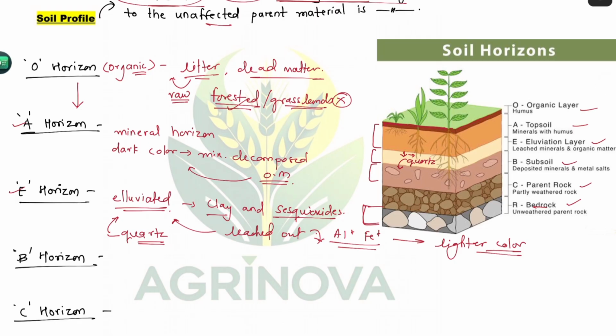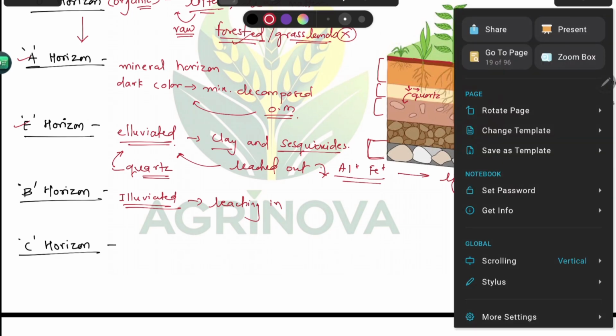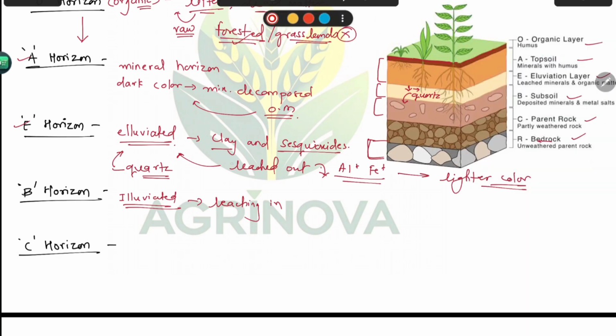The next horizon is the B horizon. It is also called illuviated, meaning the leaching in. We know that the clay and sesquioxide minerals leach down to the next layer, so they get deposited in the B horizon. The process is called illuviation. So it is a process of leaching in. All these minerals get leached into the horizon below, which is called the B horizon.